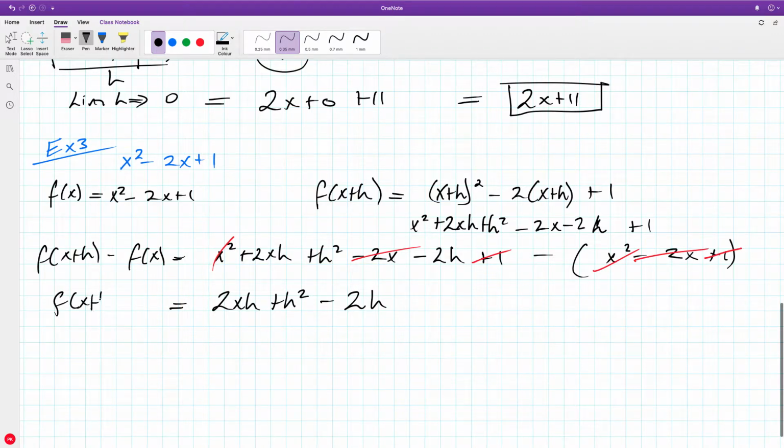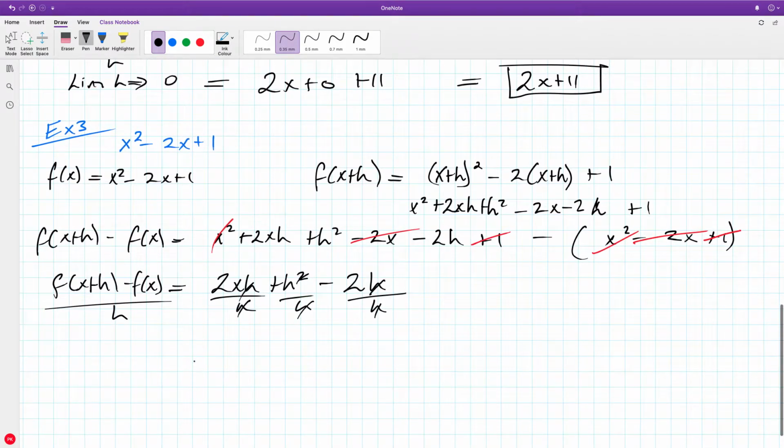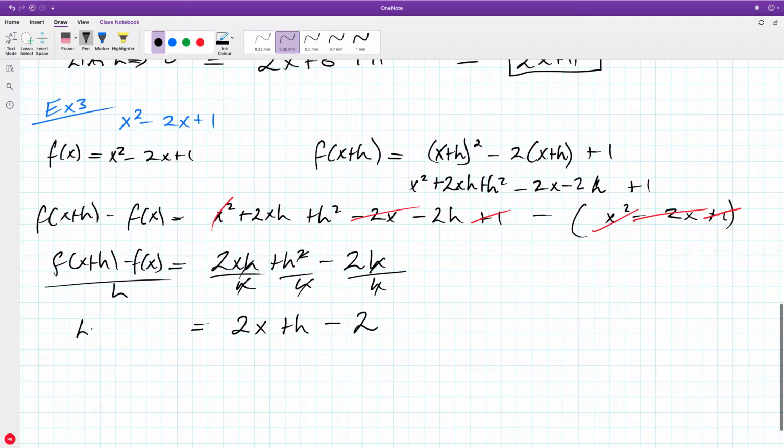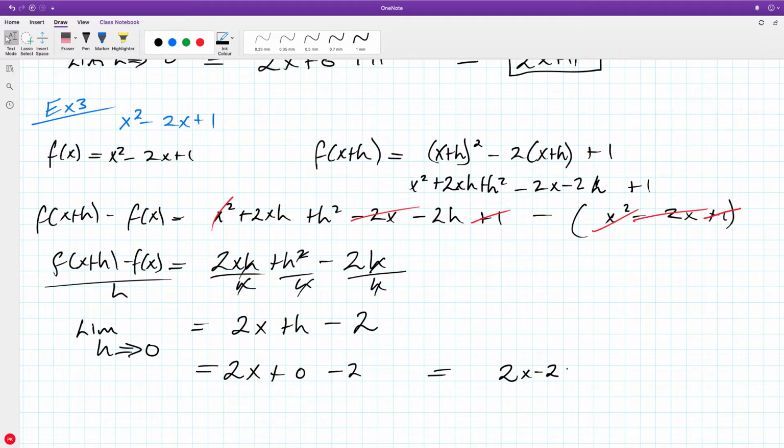Function of x plus h minus the function of x, all over h. Divide by h, and h knocks with h, knocks with knocks. 2x plus h minus 2. The limit as h approaches 0: 2x plus 0 minus 2 equals 2x minus 2. All good? Right.